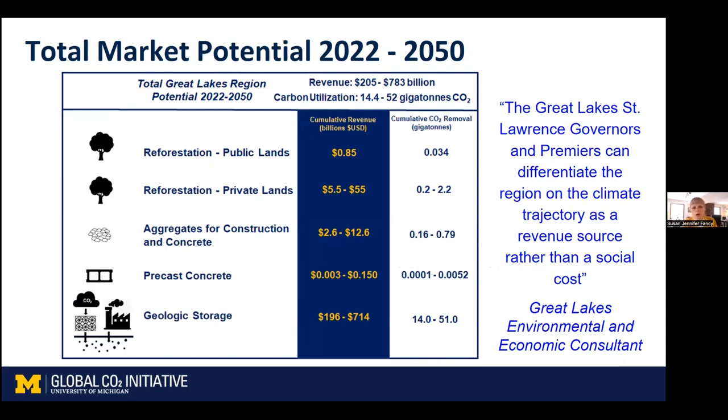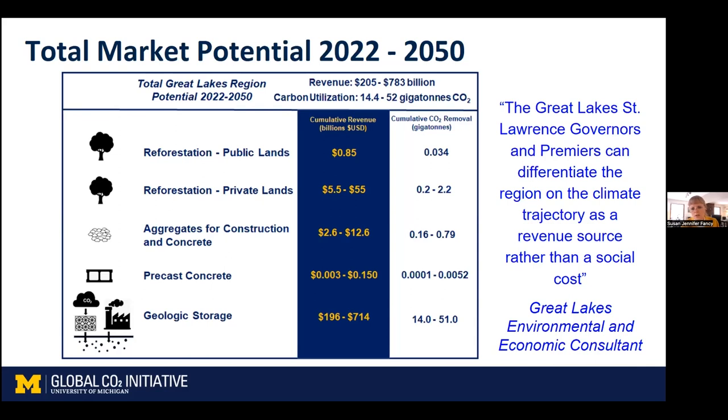Here is what that revenue and gigaton detail looked like. The students in this case did not focus on the circular carbon. They only focused on the durable carbon storage. And what we see is that reforestation was broken down into two categories, public lands and private lands. And public lands are already very well managed.